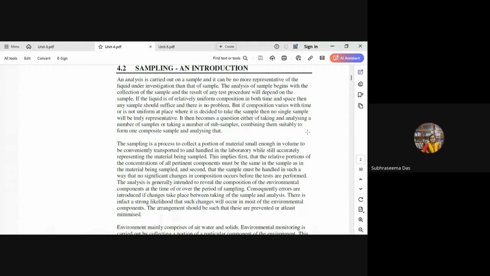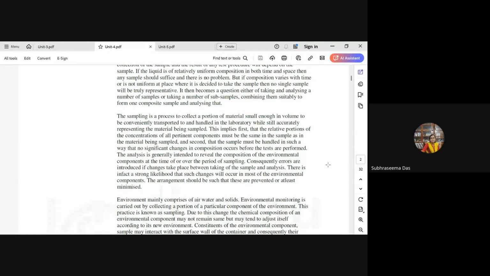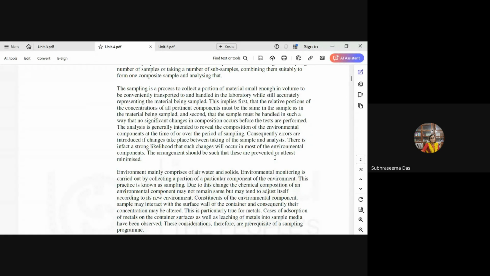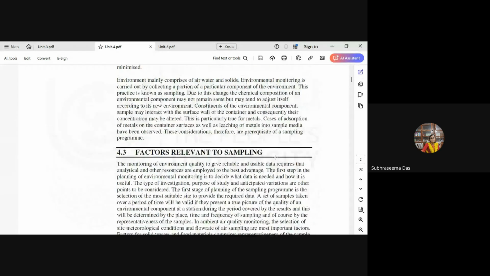Now, prior to the sampling process, certain errors need to be corrected. The errors during sampling may arise from the environment, mainly from air, water, or solids, so we have to monitor the environmental collection. Suppose we have a metal sample, we need to look into its interaction with the environment or its absorption with other surfaces. These are some of the prerequisites for a sampling program.